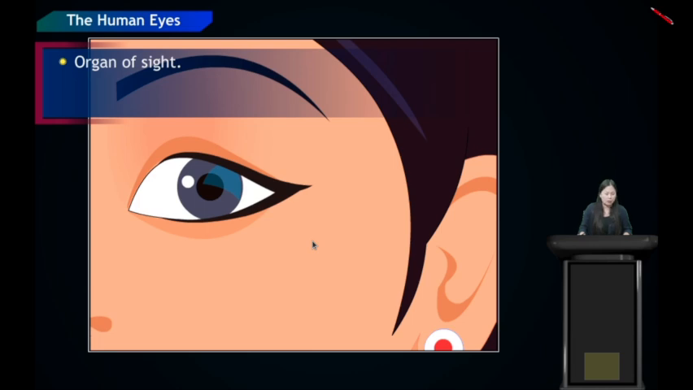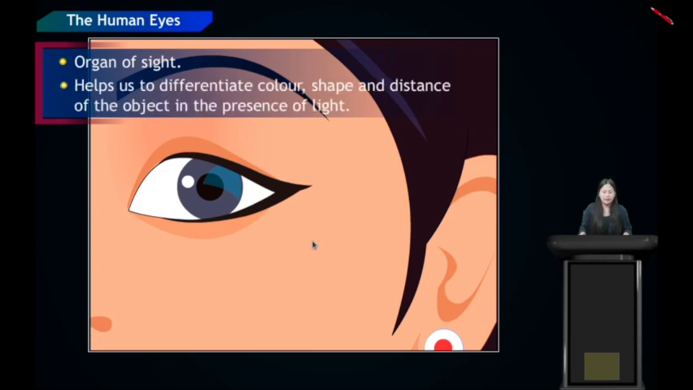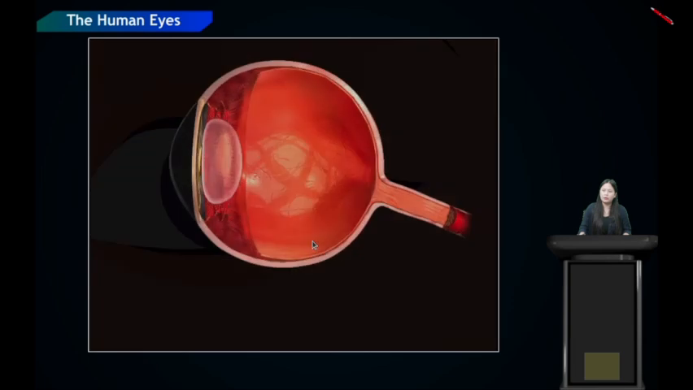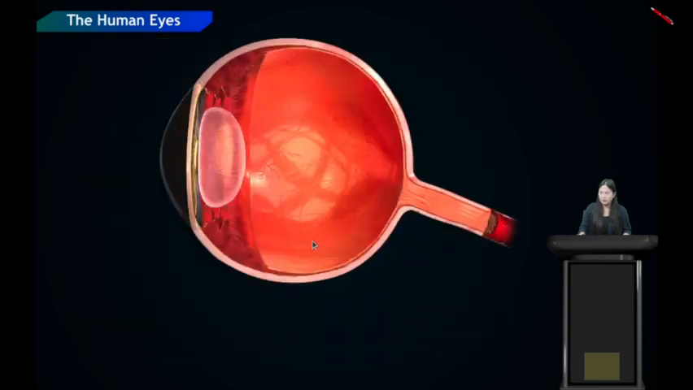It is also known as the organ of sight, and it helps us to differentiate color, shape and distance of the object in the presence of light. So let us see the structure of the human eye.